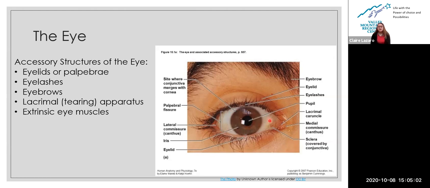Most people have brown. There's blue, there's gray, there's green, there's hazel. And some albinos actually have red iris because you could see through the blood vessels because they don't have melanin in their eyes. So that's just interesting.